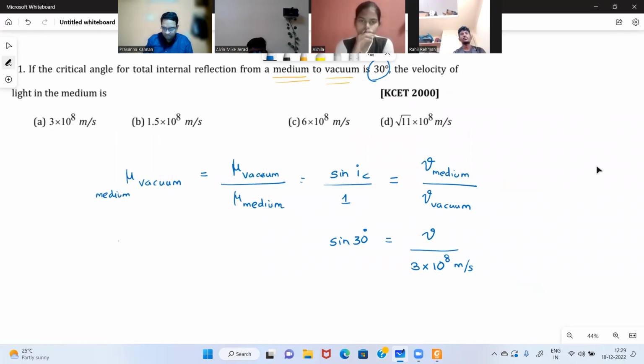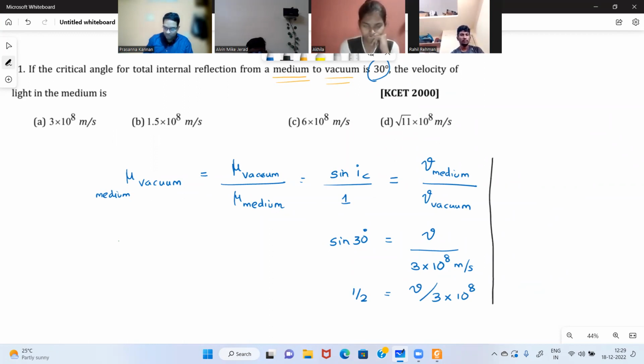So now, what is sin 30? 1/2, which is equal to v divided by 3 into 10 to the power 8. So what is v equal to? 1 by 2 into 3 into 10 to the power 8. So what will be the answer? 1.5 into 10 to the power 8 meter per second. Understood? Yes, sir. So that's the second option.